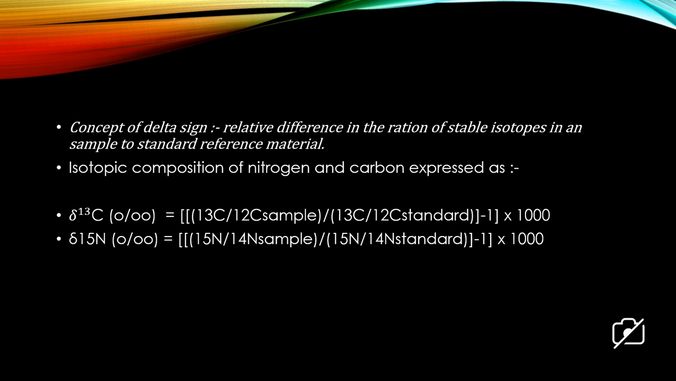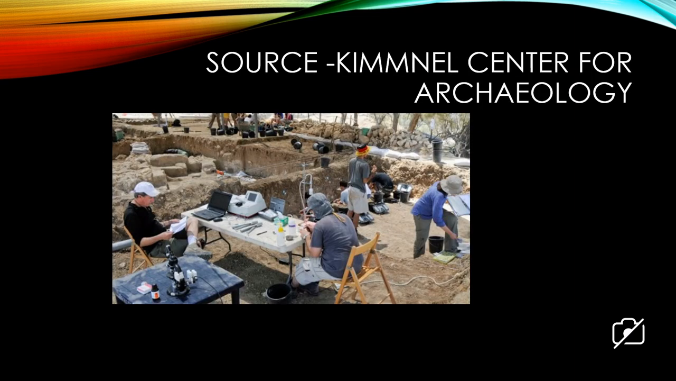As an example, here the term delta C13 is mentioned. It means the ratio of stable isotopes C12 and C13 in the sample in relation to the standard value. This is a photo of an archaeological site where lab work is also done in the field to get instant results.